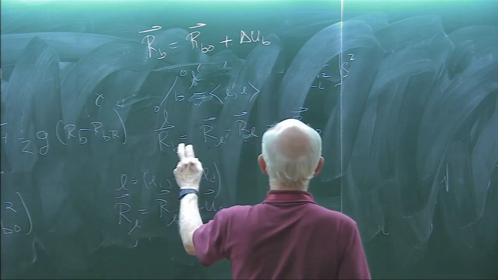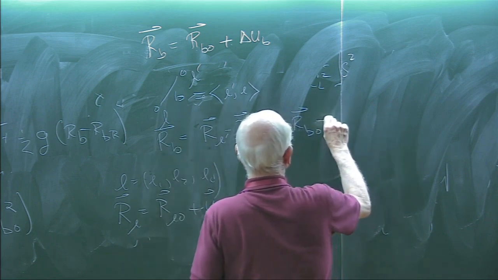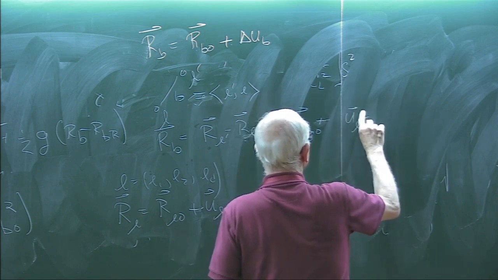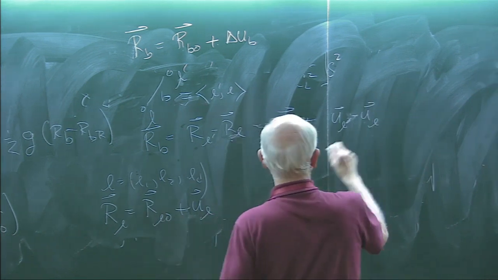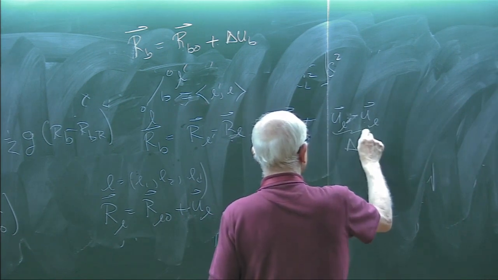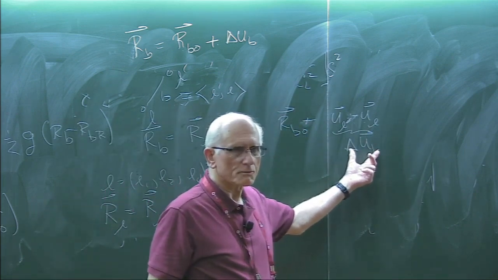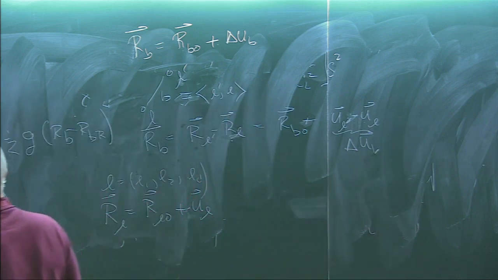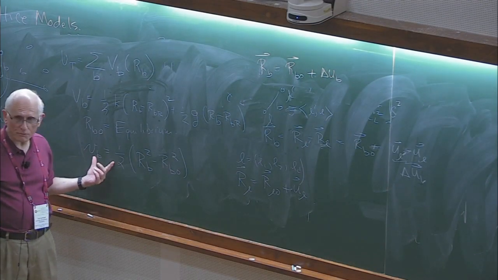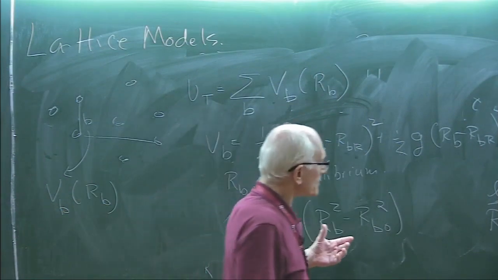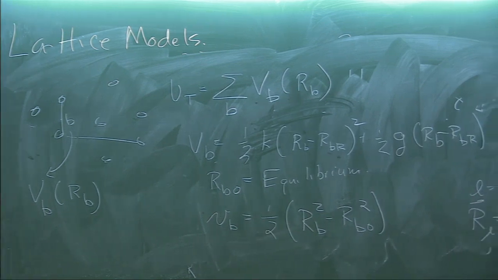So I can write R_B, the vector, as being the difference between these two things. I'm going to call this delta U_B. If we expand in delta U_B, we've got what we want. We're going to use this to enforce respect for rotational invariance as I do the expansion. But eventually we'll express this in terms of this, and then we will have a well-defined thing.